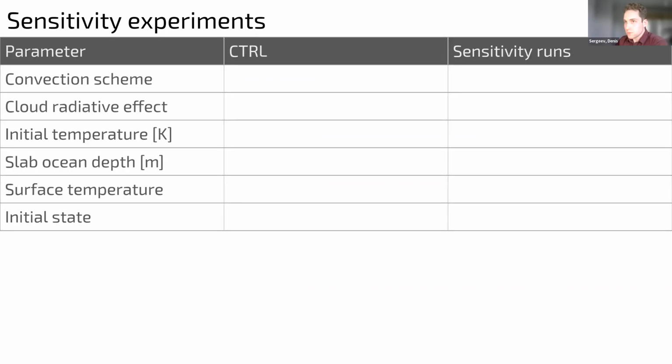So in addition to the control HAB1-like simulation, I ran a series of sensitivity runs where I changed such model parameters as the convection scheme. Then I switched cloud radiative effect on and off. I changed the initial isothermal profile of the atmosphere. I also changed the slab ocean depth, the surface temperature, and the initial state.